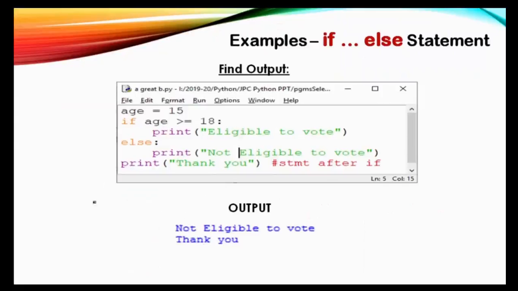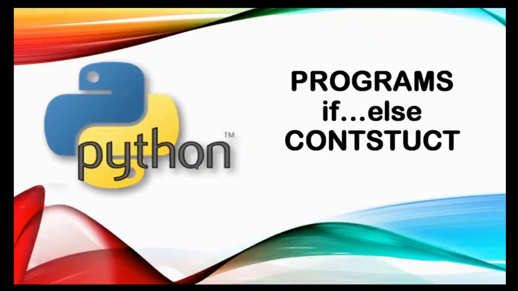One more example: age equal to 15, and the condition is age greater than or equal to 18. The value given for age is 15, so the condition 15 greater than or equal to 18 is evaluated, and it is false. So this part will not be executed, and the else part will be executed, and the output will be not eligible to vote. After this, the next print statement will be executed, and a thank you message will also be displayed.